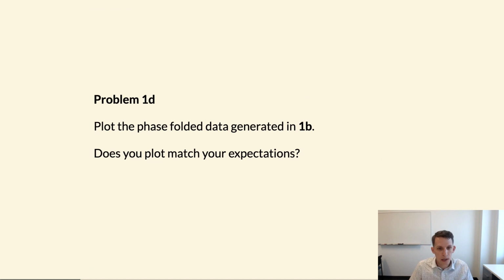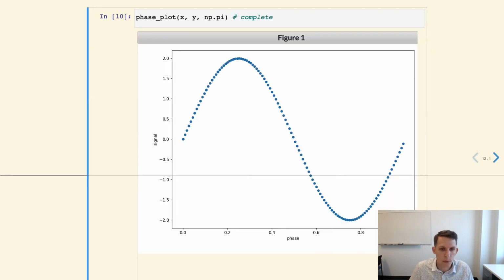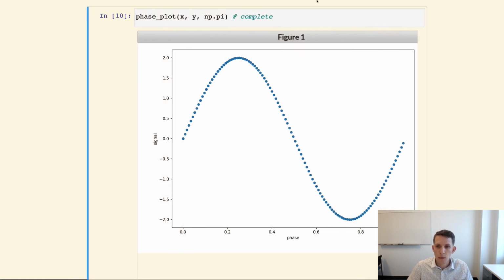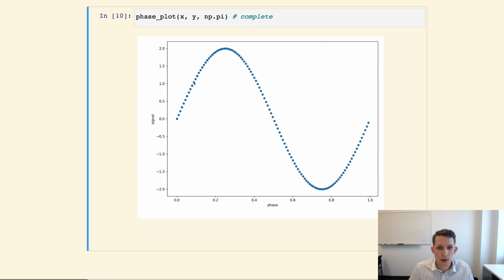And then as a final test, we want to plot the phase-folded data that we created in problem 1 sub b. All right, so this is just going to take as input our values x, y, and the period, which is np pi. And there were no uncertainties on this data, so we don't need to pass an argument for that. All right, and here we can see that indeed this does look like a sine curve, right? And we have everything basically lining up between phase 0 and 1. All right, so that's great. Our helper functions are ready to go.